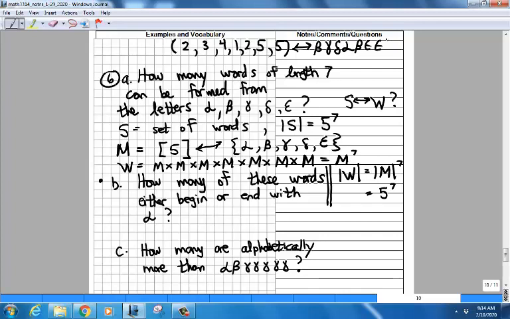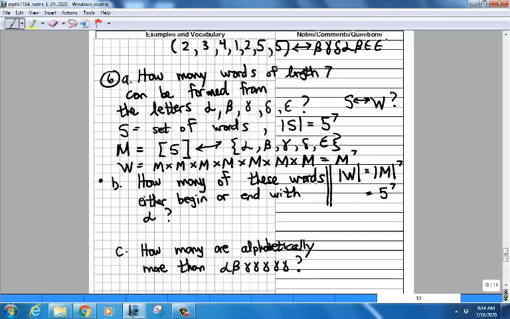Okay, did y'all arrive at something? Am I going too fast there? Let's see how you thought about this. Anybody have a suggestion on where to start? Two sets. Okay, so I like that. What are those two sets?